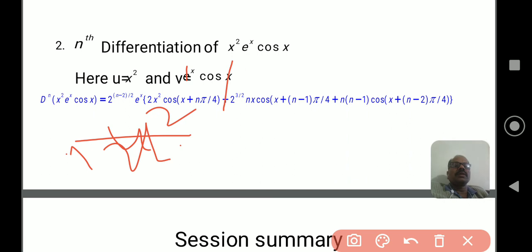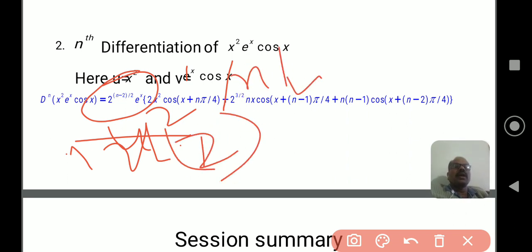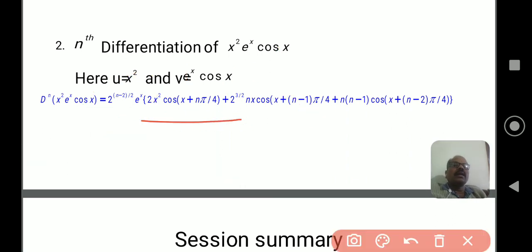and a is equal to 1, means (a square plus b square) whole to the power of n by 2 can be written as 2 to the power of n by 2, after simplification. The first term becomes 2 to the power of n by 2 into x square into the nth derivative of e power x, which is e power x as it is, cos of (bx plus c plus n tan inverse of b by a). When a is 1 and b is 1, it is n pi by 4. This is the result.